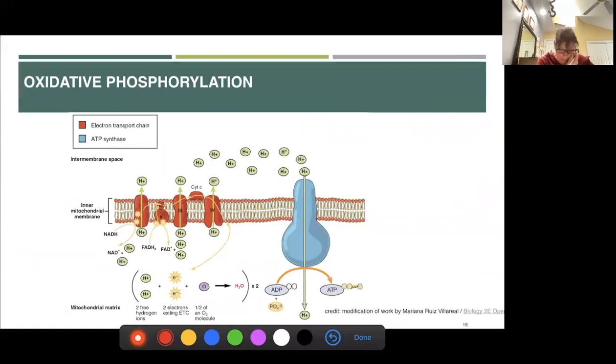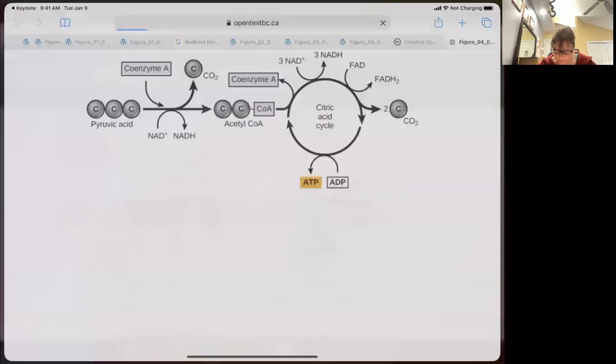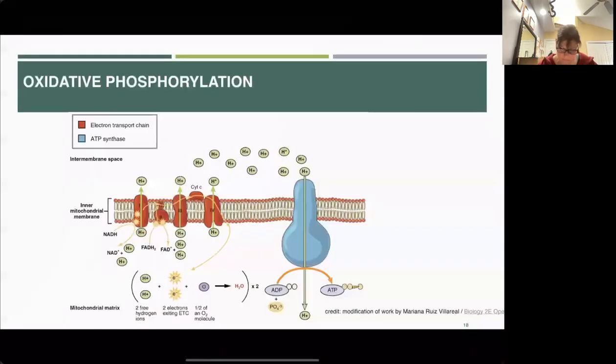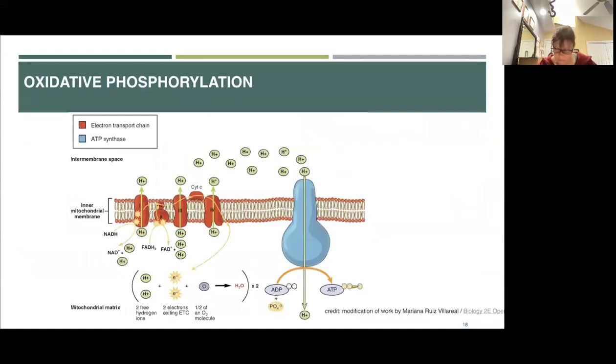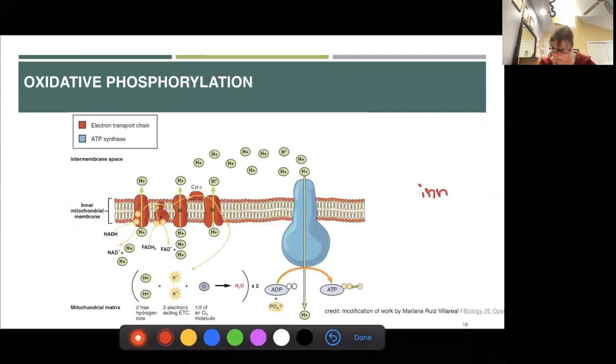So we can see here, this is that inner membrane. And what's going to happen is with our electron carriers, once they're full, we have to unload them or we can't keep going on in our steps. So we need to have a place that we're going to drop them off.